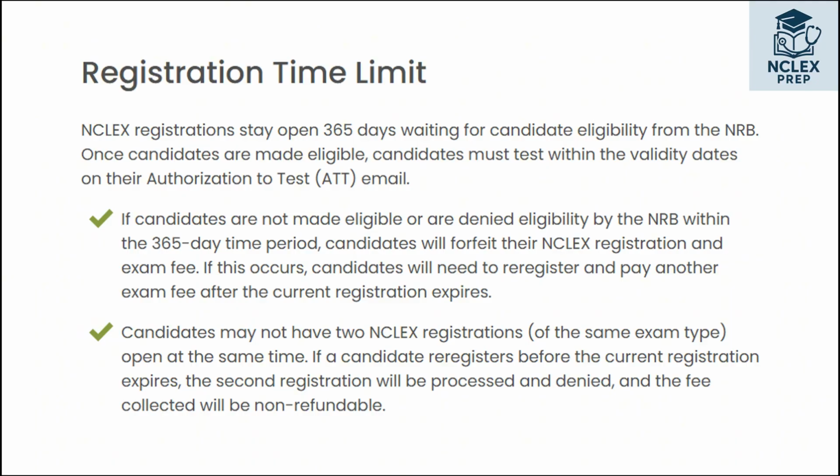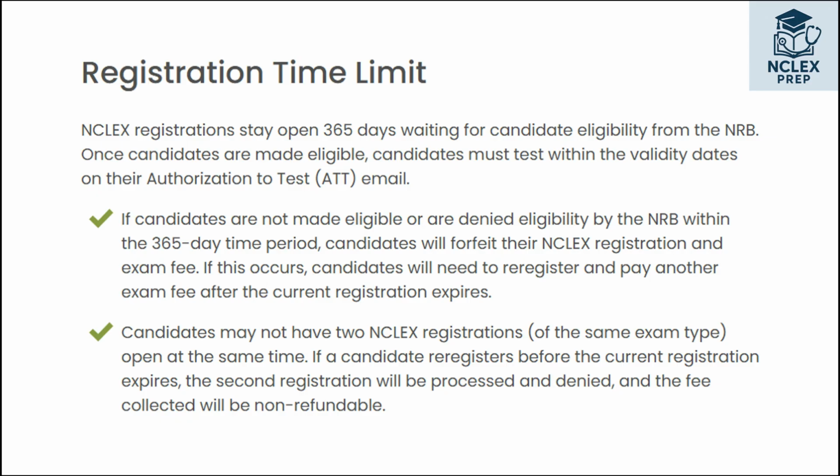Then, moving forward with the registration time limits. The nursing regulatory body provides a time period of 365 days. A candidate who has registered with a particular nursing regulatory body has 365 days within which he needs to prepare for the NCLEX examination. He needs to register himself for the examination too, and after the eligibility has come from the NRB, that is the nursing regulatory body, you need to apply for the ATT, that is the authorization to test, because without that you are not able to give your NCLEX-RN examination.